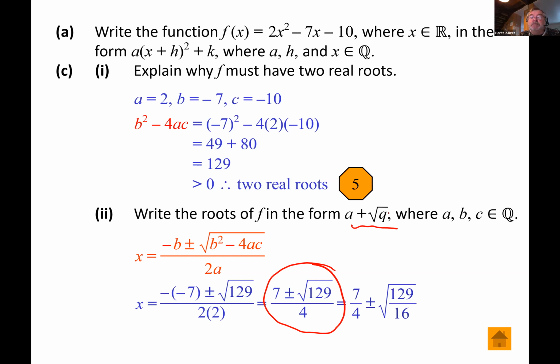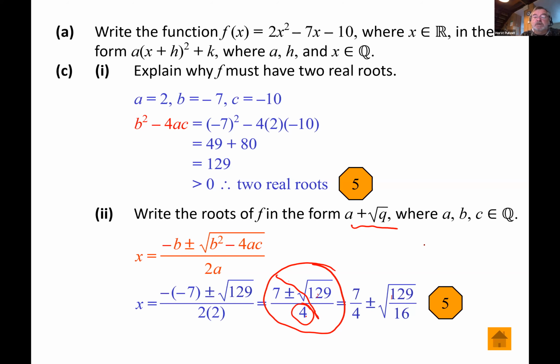And this comes up occasionally in complex numbers as well. The number without the square root is 7 over 4, so we're going to take that section of it out. Then we want plus or minus the square root of 129, and we want to put the 4 inside the square root. So 4 inside the square root must be 16, and the square root of 16 is 4. So it is that, to get the full marks.